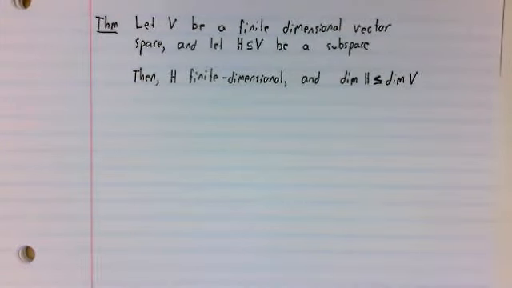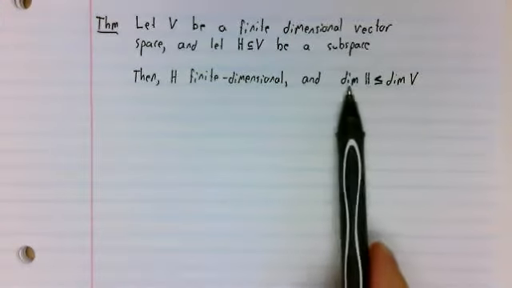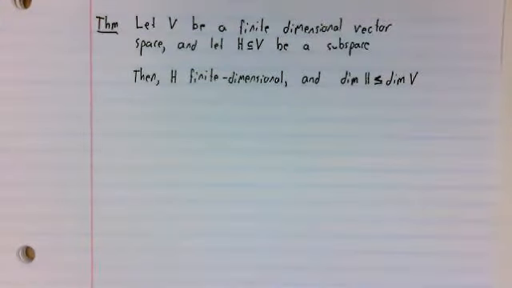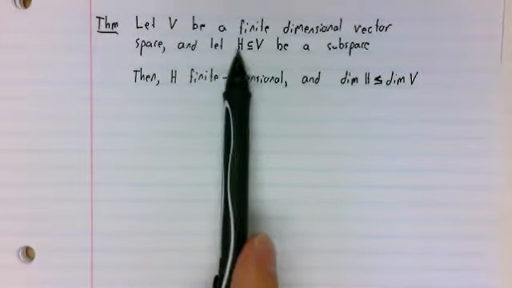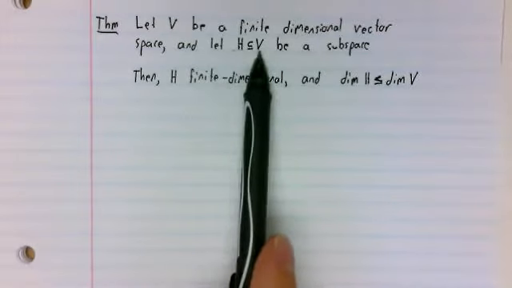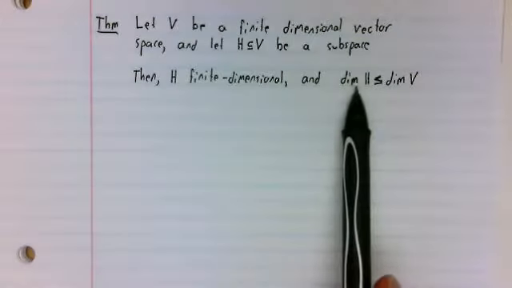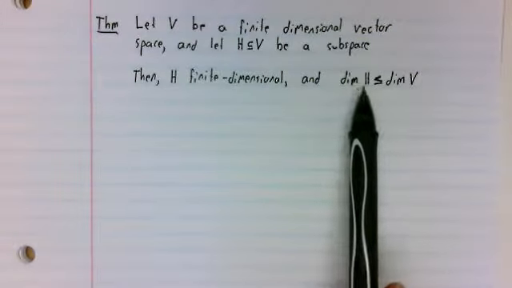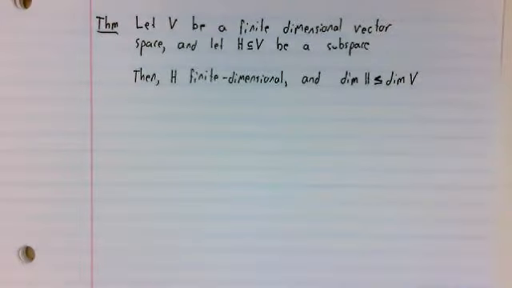So we're not going to prove this, but I hope it makes intuitive sense. If dimension is a measure of how big a vector space is, and H is smaller than V because it's contained inside of V, then the dimension of H should not be greater than the dimension of V.